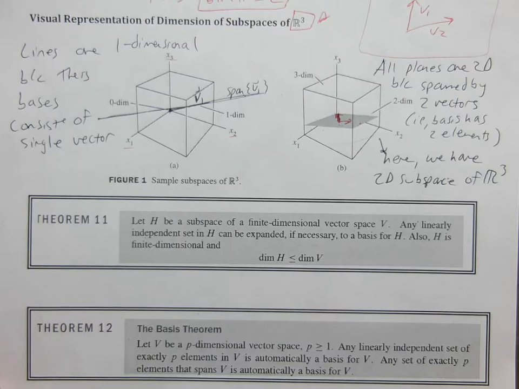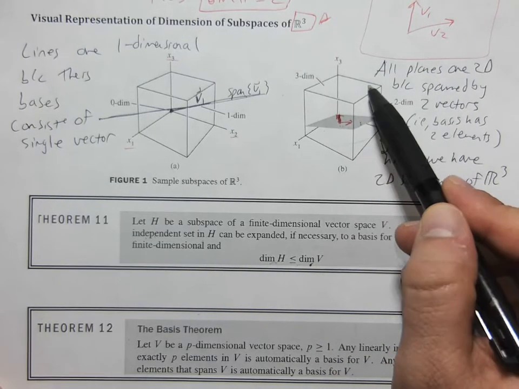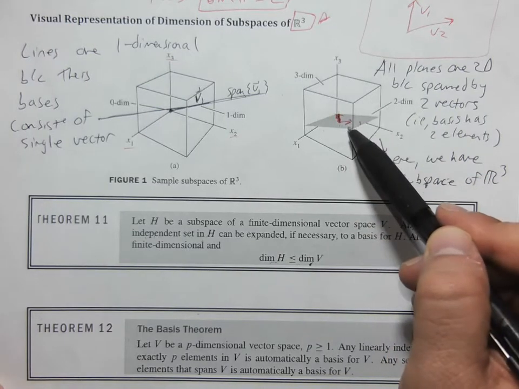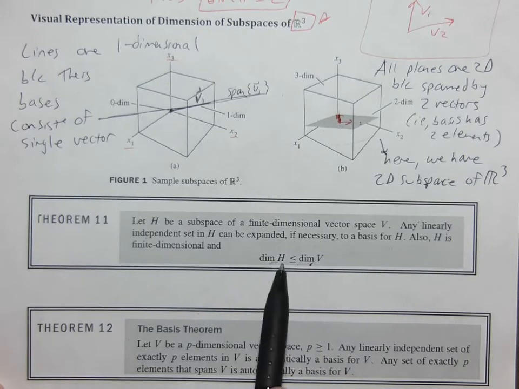And moreover, the dimension of the inner space has to be less than or equal to the dimension of the outer space. Again, right, you can have a two-dimensional space inside a three-dimensional space, but you can't have a three-dimensional space inside of a two-dimensional space is sort of what this is trying to sell us right here. And so that should make some sense. And the equality would be if the two things were the same space.